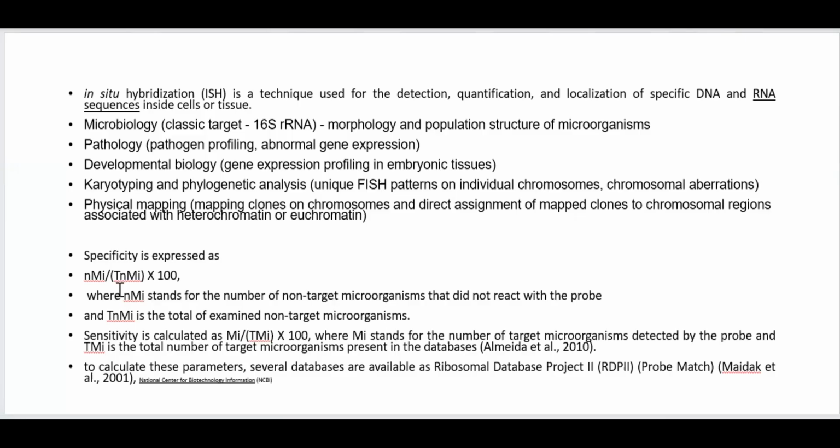So NMI is the number of non-target microorganisms which are not going to react with the probe. And TNMI is the total examined non-target microorganisms.